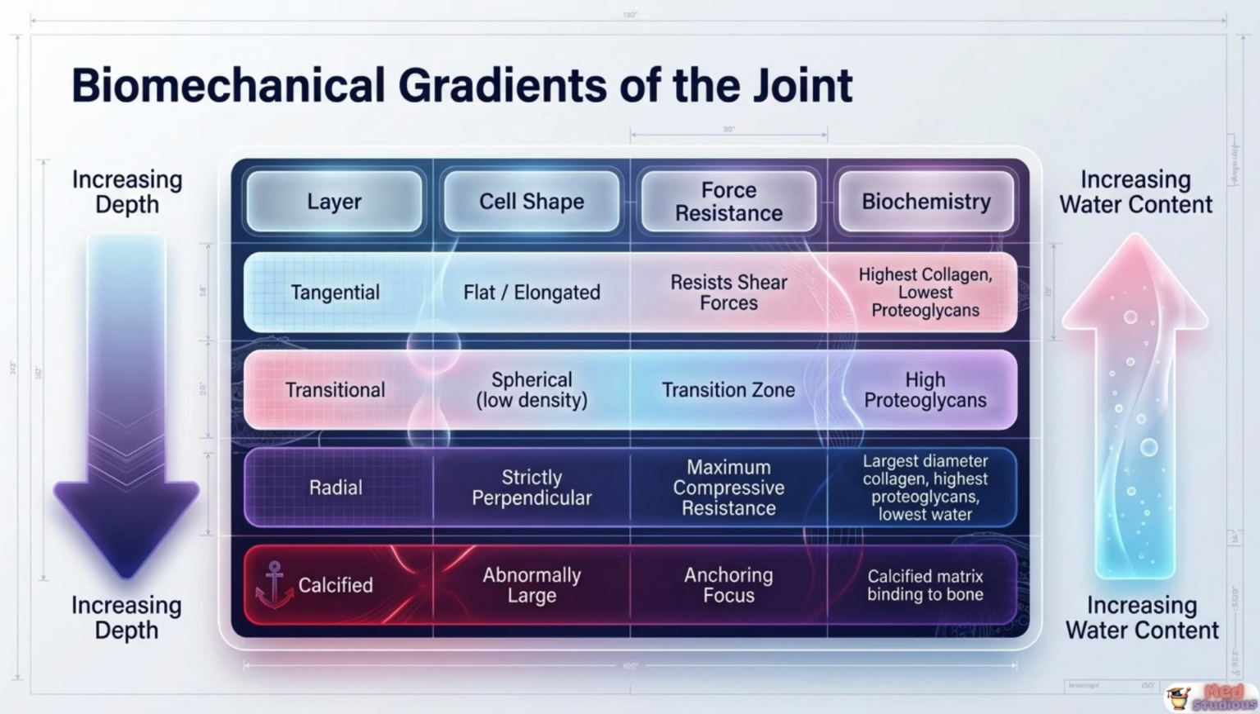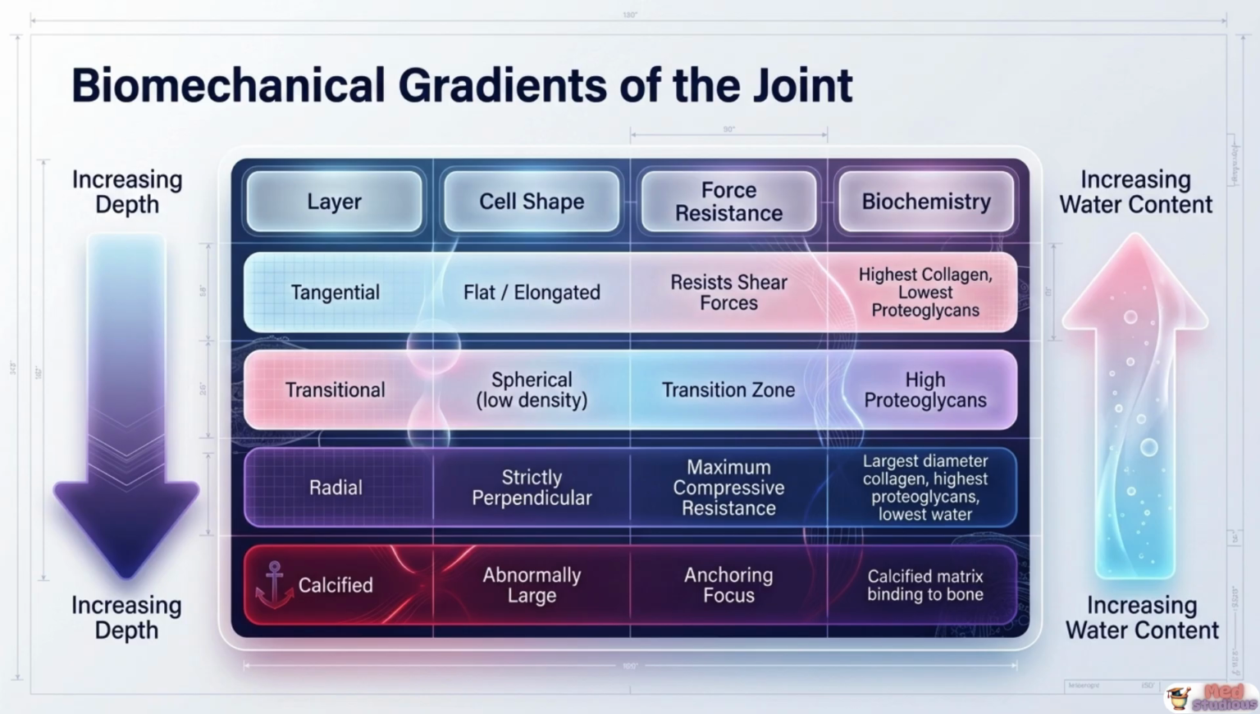Together, they constitute a continuous biomechanical gradient, a systematic change in cell shape, force resistance capability, and biochemical composition with increasing depth from the articular surface to the bone interface. This gradient is one of the most sophisticated examples of tissue engineering in human biology.